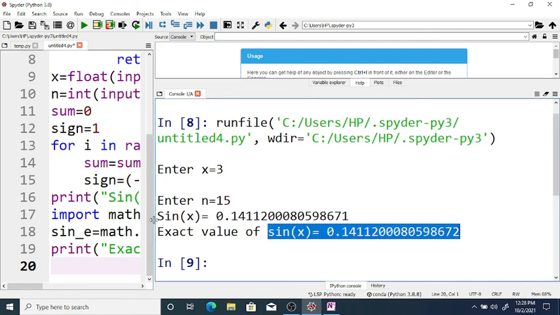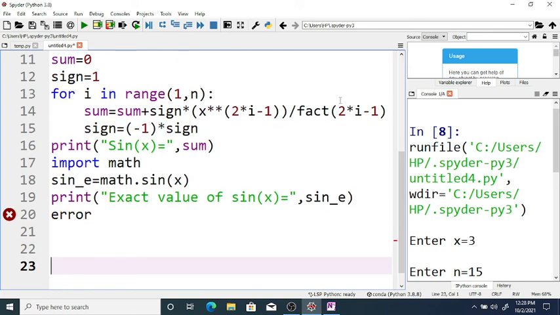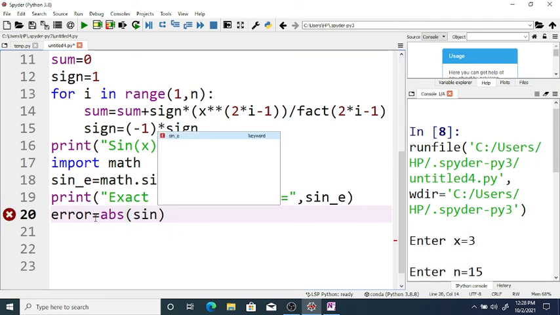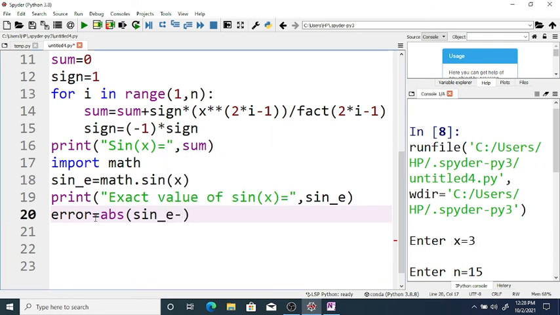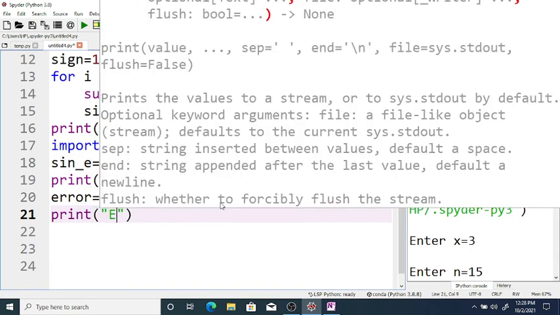Now you can print the error also. So error is the difference of exact value and approximate value, so absolute value of exact value minus approximate value. We use sin e as the variable for exact value, and for approximate value we use the sum, and then we print error is equal to error.